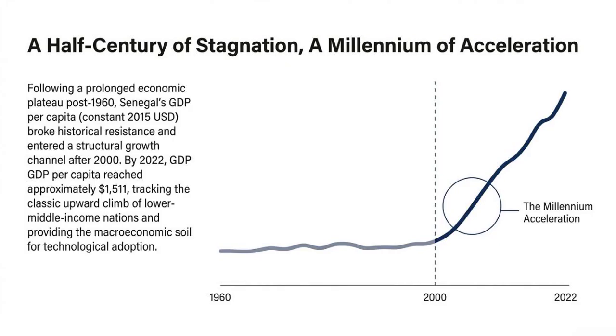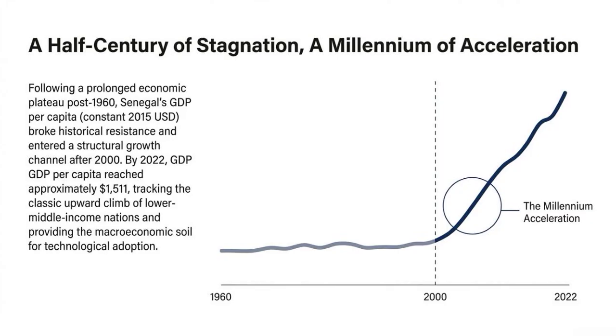Because you have a newly independent state trying to build institutional capacity completely from scratch. Right, and they are entirely reliant on exporting raw commodities. In Senegal's case, that was primarily peanuts and phosphates. Which means their entire national budget is at the mercy of completely volatile global commodity prices.